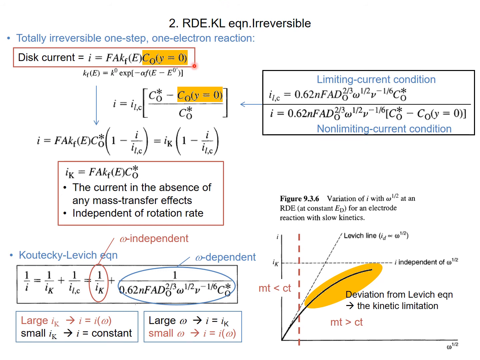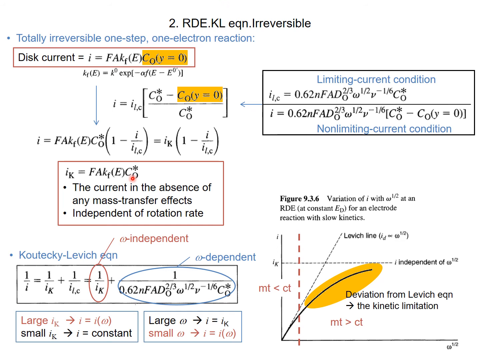Let me compare those two equations. In the Koutecký current, the surface concentration is changed into bulk concentration. It means there is no limitation of mass transfer, so you could find the bulk concentration even on the surface of the electrode. So, the Koutecký current or kinetic current is the current in the absence of any mass transfer problems, which is independent of rotation rate. You cannot find any parameter like rotational speed here.